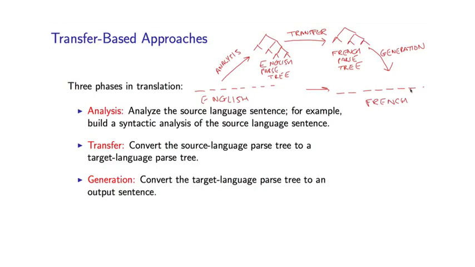So these are transfer-based approaches. We might use various levels of representation at this intermediate stage. We might use syntactic structures, or we might use something which is closer to a semantic structure, closer to some representation of the meaning of the two languages.